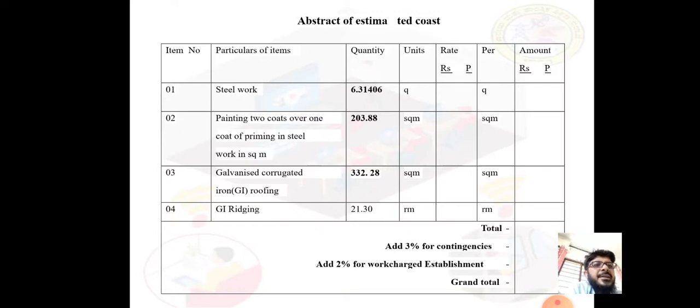Then we are adding 3% for contingencies, then 2% for work charge establishment. So with this we are calculating the grand total. So that is the total estimate of the truss. That estimate includes all these four items. So with this, hope you have followed this. With this, we will conclude the estimate of the roof truss.